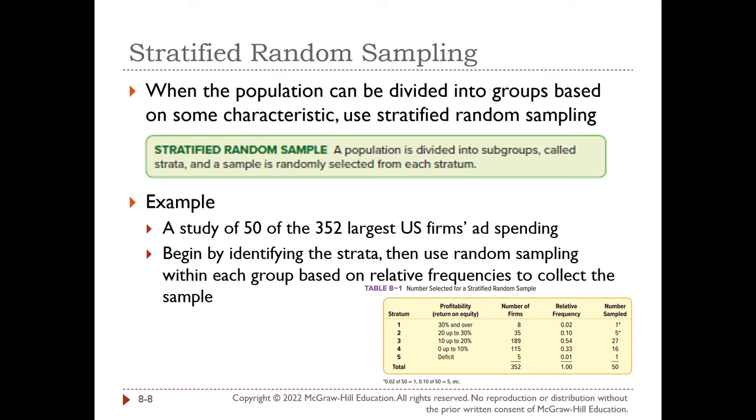We would randomly select 5, or 10% of 50 firms, from stratum 2. In each case, the number of firms sampled from each stratum is proportional to the stratum's relative frequency in the population. Stratified sampling has the advantage, in some cases, of more accurately reflecting the characteristics of the population than does our simple random and systematic random sampling.